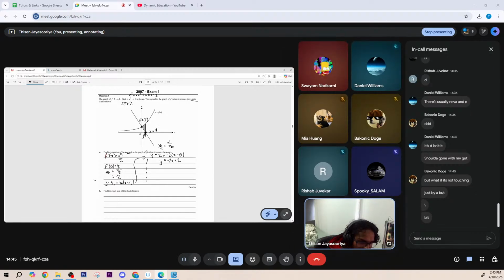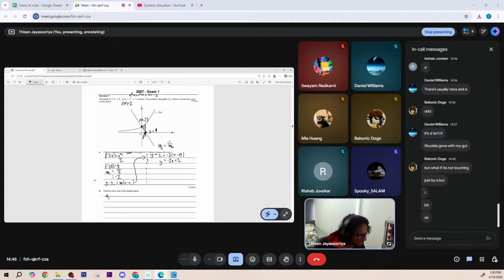But what if it's not touching? Here we have to trust the diagram, yeah? They'll say the diagram is not to scale if they mean it like that. So here we have our integral boundaries. So here A equals the integral from 0 to 1. Now I'll come back to Mia, right? How could we find the bounded area between two functions?